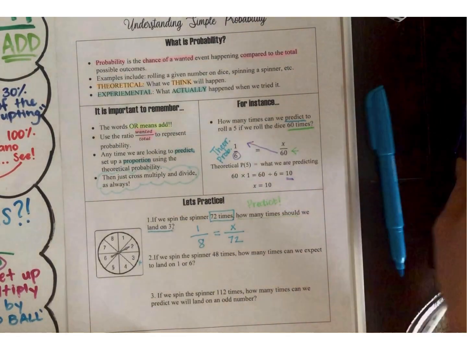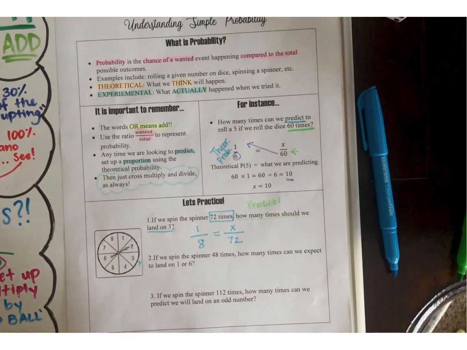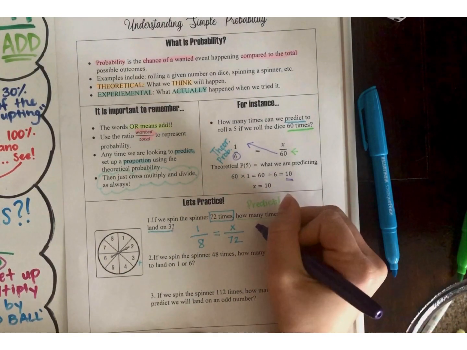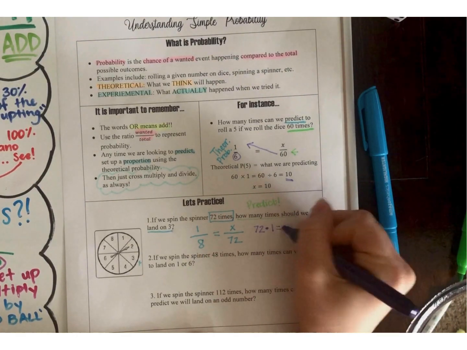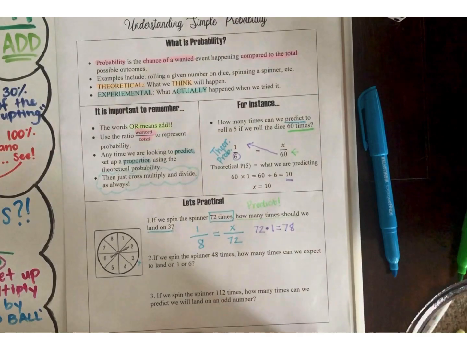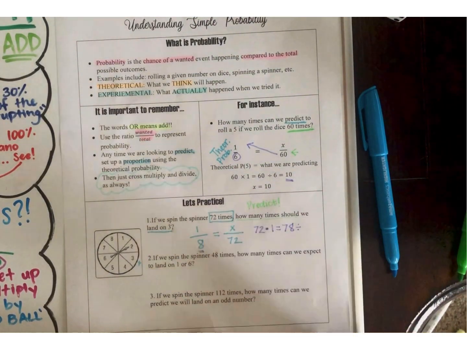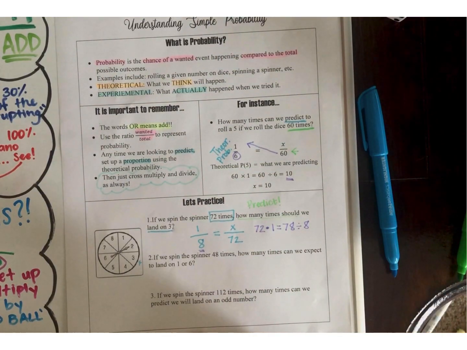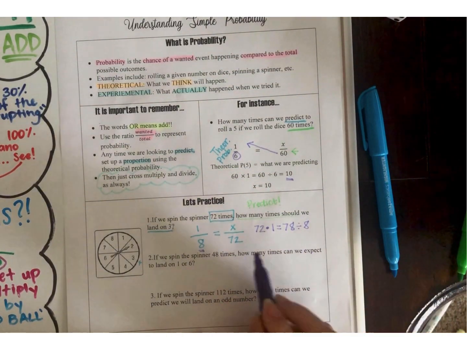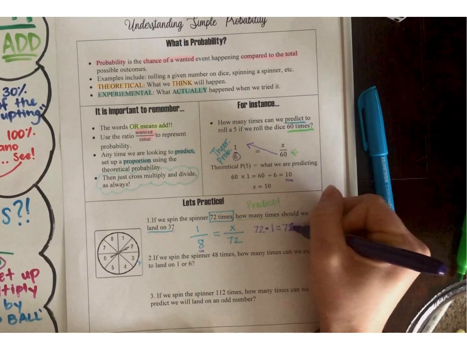Okay, so to cross multiply and divide, we do 72 times 1, which will equal 72. And then we divide by our oddball right here, which is 8. Now, oh my goodness, why did I write 78? That should be a 72.